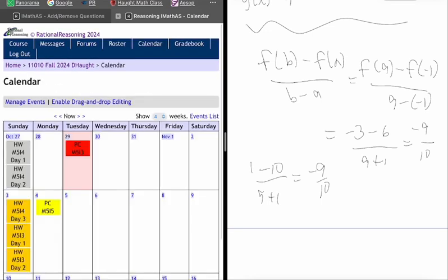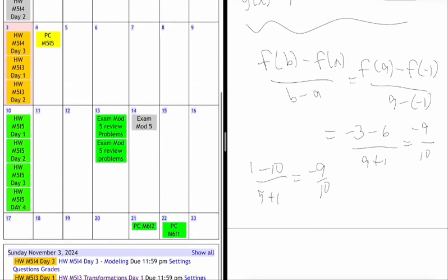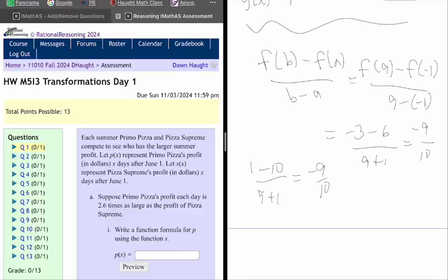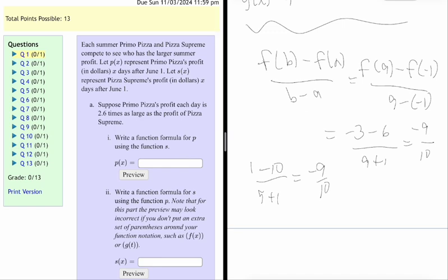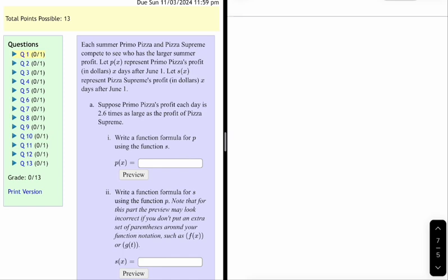If you'll look, everything is due Sunday the 3rd. Please open up the 5-3 day 1, it matches this, transformations day 1. Please open up that and you will see the questions that we see here. Okay. Now, we don't have a ton of time, but let's do a little bit of these together. So we're going to do homework 5-3 day 1 right now.